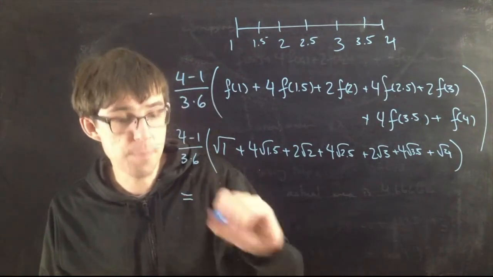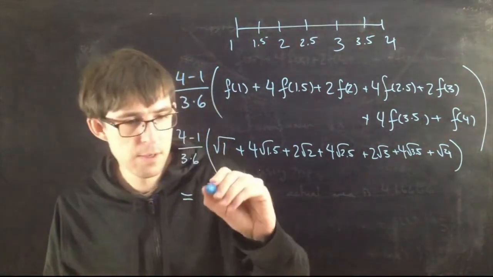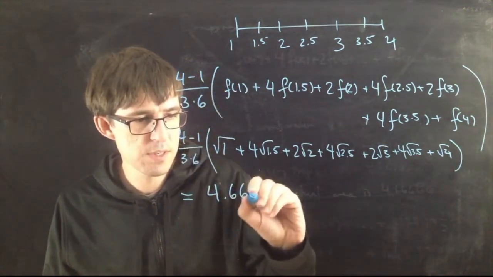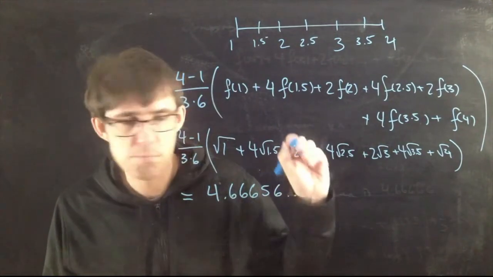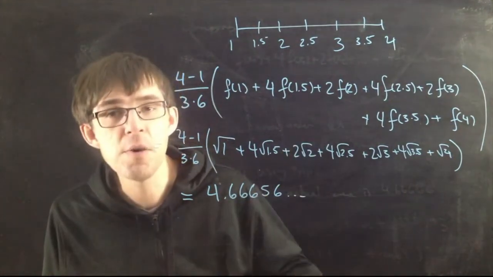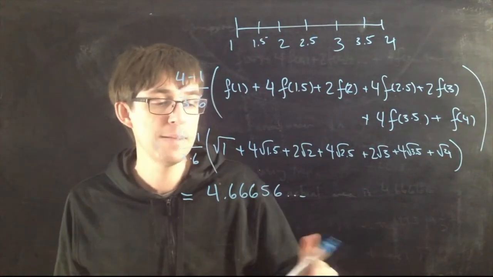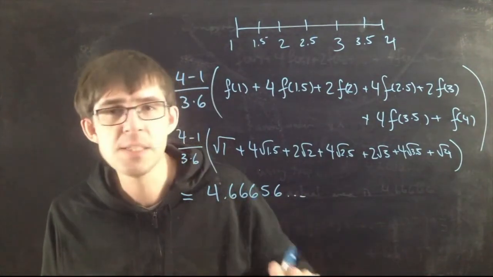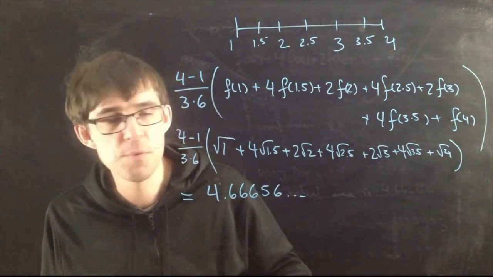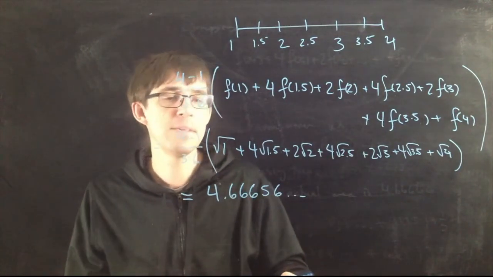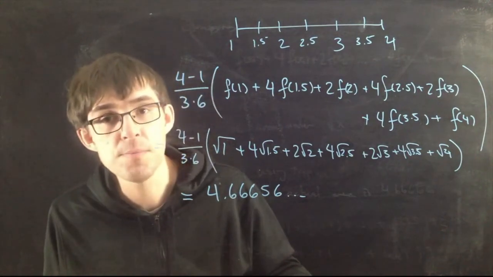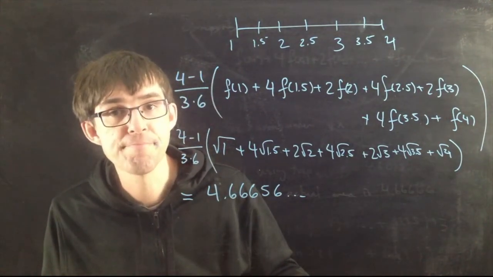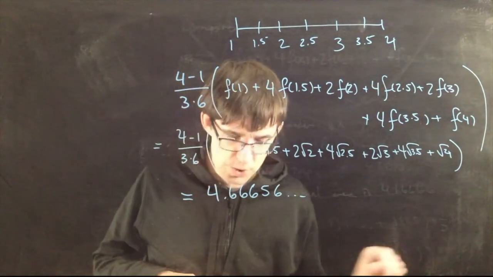Anyway, I did this in my calculator. What I got, check it out, 4.66656, blah, blah, blah. All right? Even better than the trapezoid. Remember, the trapezoid answer was 4.66 something. It only matched up to 2 digits. With Simpson's Rule, you get matching up to 3 digits past the decimal point. Pretty awesome. That's Simpson's Rule. State of the art.